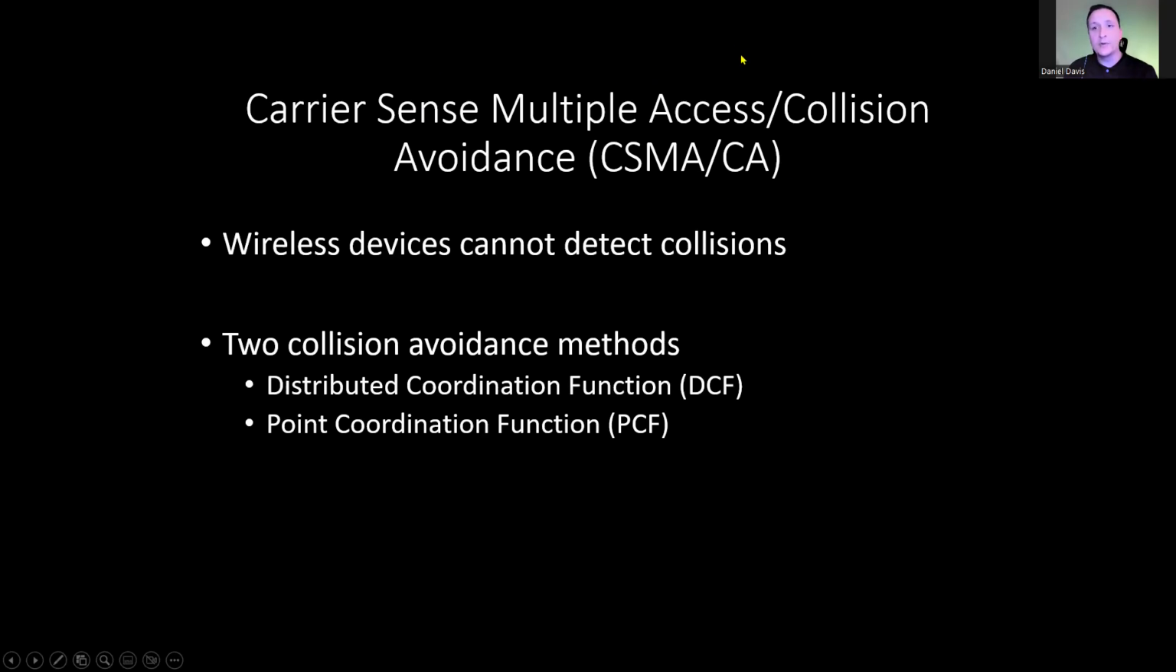CSMA/CA, Carrier Sense Multiple Access with Collision Avoidance. Wireless devices cannot detect collisions. So previously, when we were talking about wired networks, we talked about CSMA/CD, Carrier Sense Multiple Access with Collision Detection. When we're talking about wireless access, we cannot detect collisions, so we try to do something else, which is avoid them, collision avoidance. There's two collision avoidance methods, DCF and PCF.